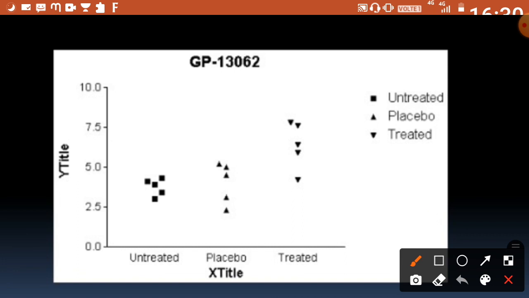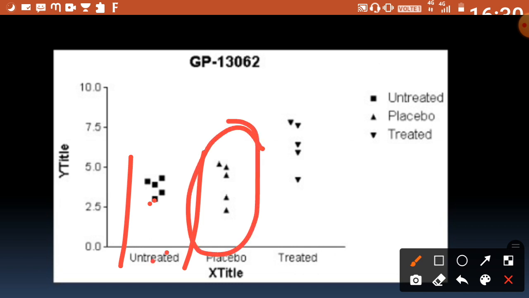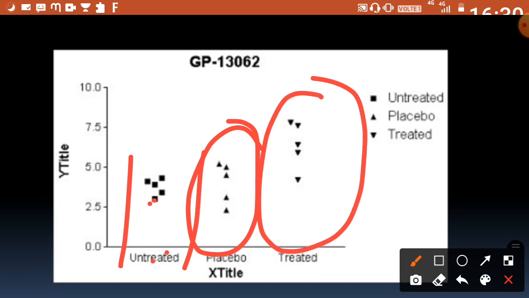So I think here is a record of some people, those who are suffering from some diseases. Okay, so untreated. How many people are untreated? You can see this frequency, or you can see these dots. These dots represent your frequency. So how many people were untreated, how many people were placebo, or how many people were treated. That's what this graph represents. This is a column scatter graph.